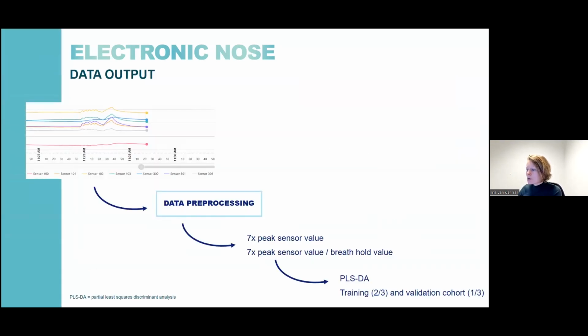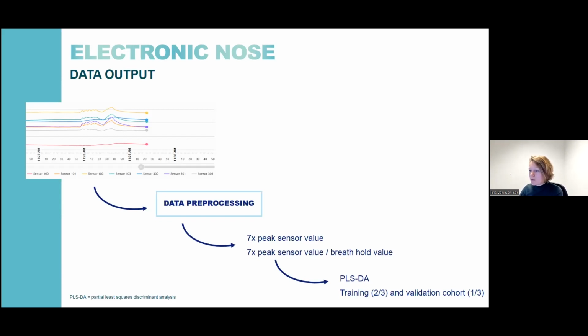So the data output and processing, I will introduce you to. What you can see in the first picture are the lines that appear on the screen during the eNose measurement. So when the patient is performing the measurement, we as investigators immediately get to check the quality of the breath maneuver. We are trained, and as you can see here, there are bumps for every exhalation of the patient. And we are instructed how it should look to be sure it's a good quality measurement.